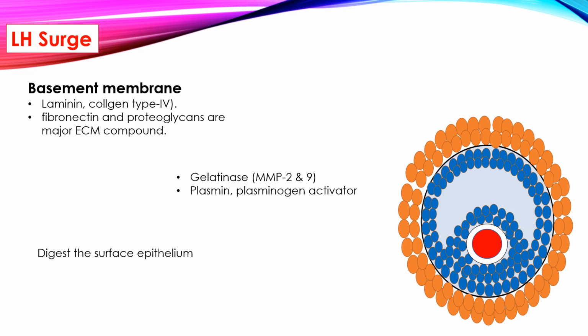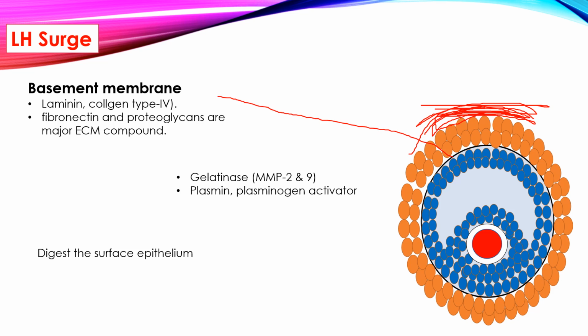At the LH surge, we have many proteases. Proteases are enzymes which digest protein, and all the layers around the follicle are protein structures, the extracellular matrix. Those matrices are digested by the many proteases secreted from the blood and other cells in the ovary. So that layer is digested by those proteases.